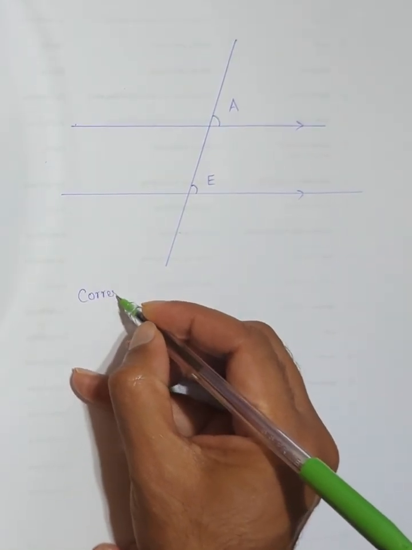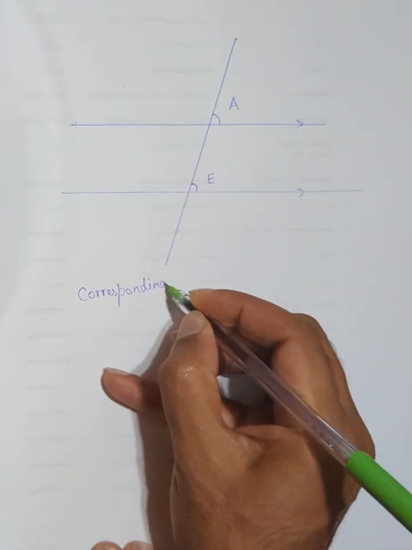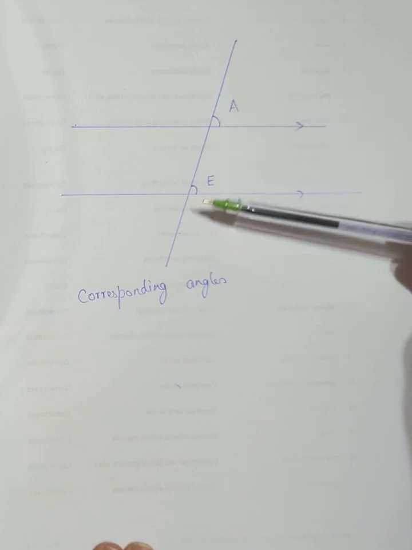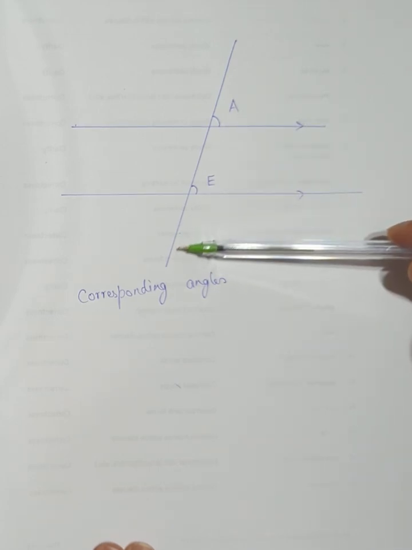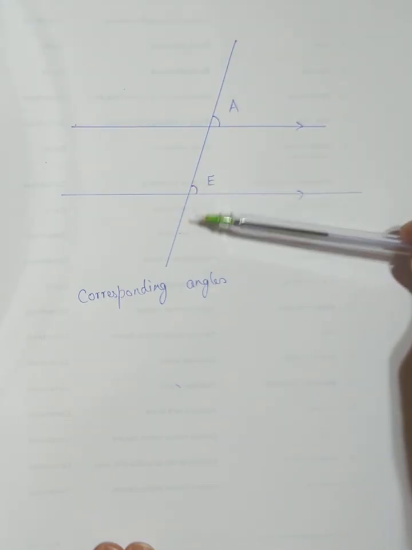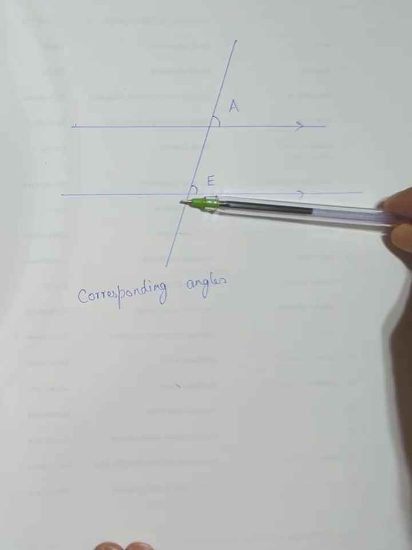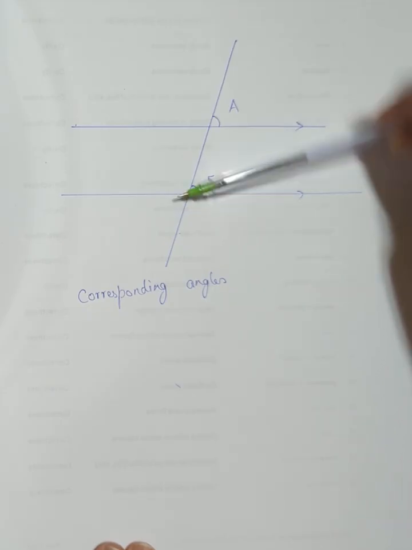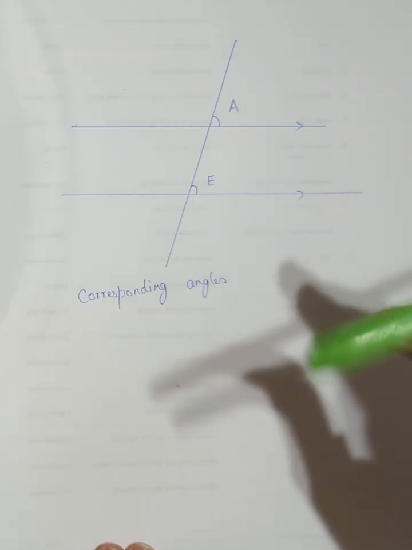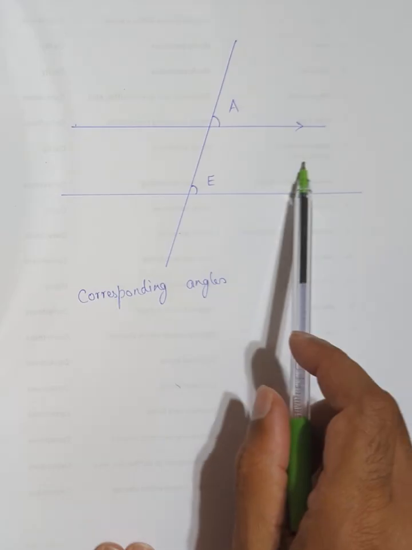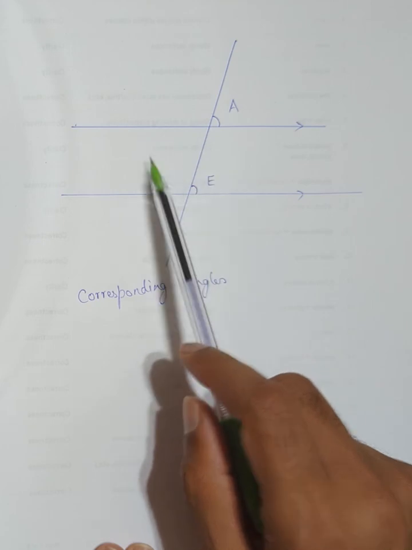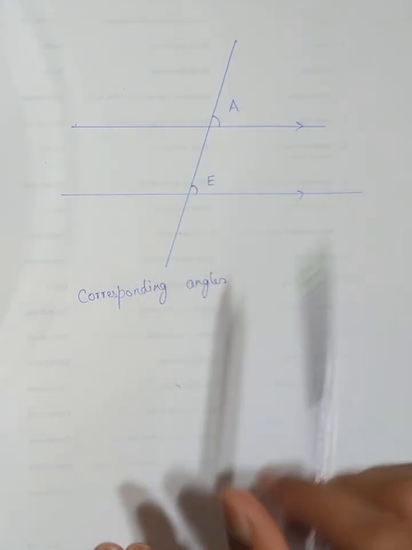So there is this term, corresponding angles. Now, because both A and E are on the same side of the transversal, and also since these are parallel, you will need the same amount of rotation going from this parallel line to the transversal as you need to go from this parallel line to the transversal. Now, one other thing. The space between the parallel lines is called the interior and outside is called the exterior.